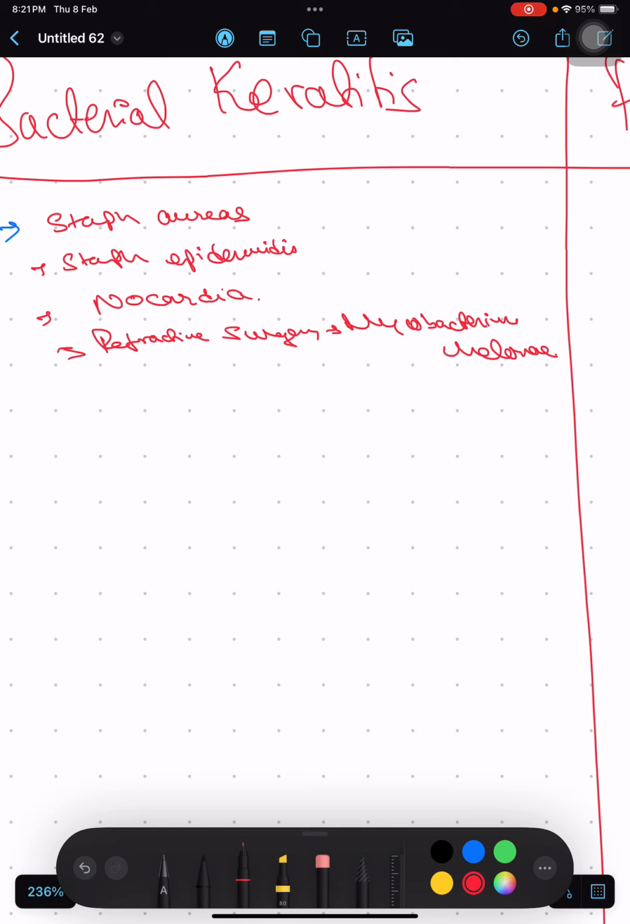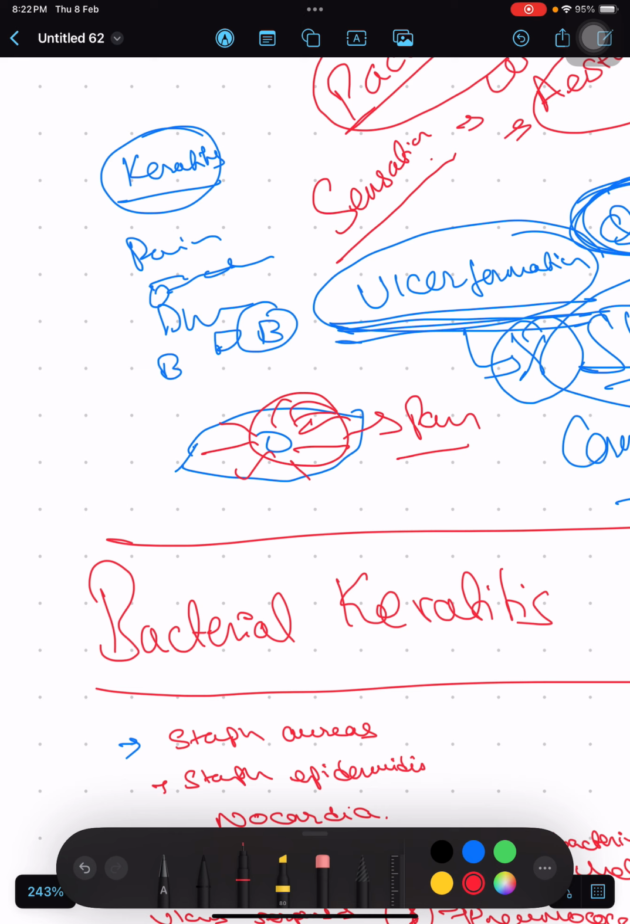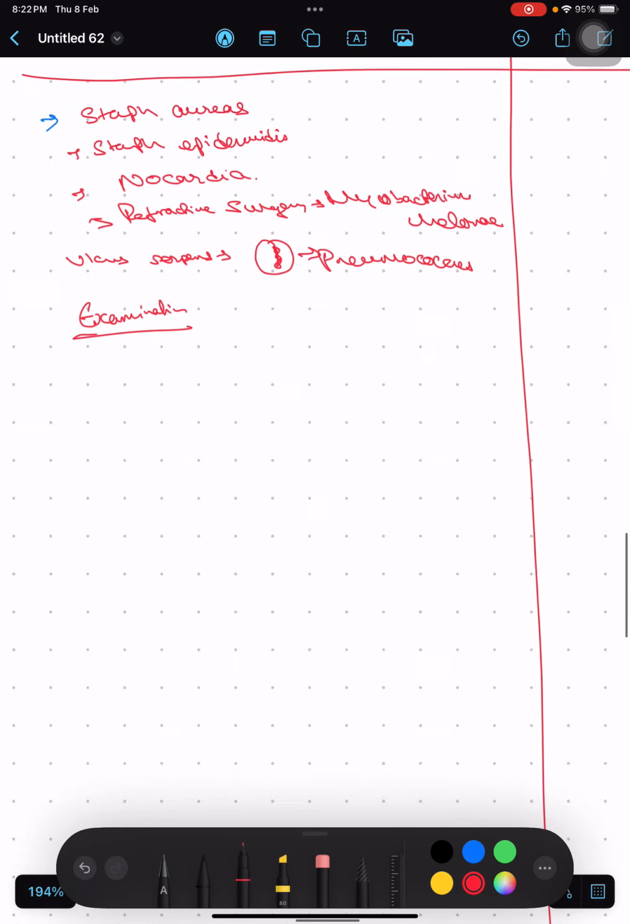And there's something which is known as the ulcus serpens. In ulcus serpens there is a serpentine type of pattern that we see in the cornea, and this is caused by pneumococcus. Okay, there is pain, redness, photophobia, discharge, blurring of vision, and blepharospasm. So the clinical features are the same as I have discussed over here: pain, photophobia, discharge, blepharospasm, blurring of vision, neovascularization. Whatever you want to write, just write it.